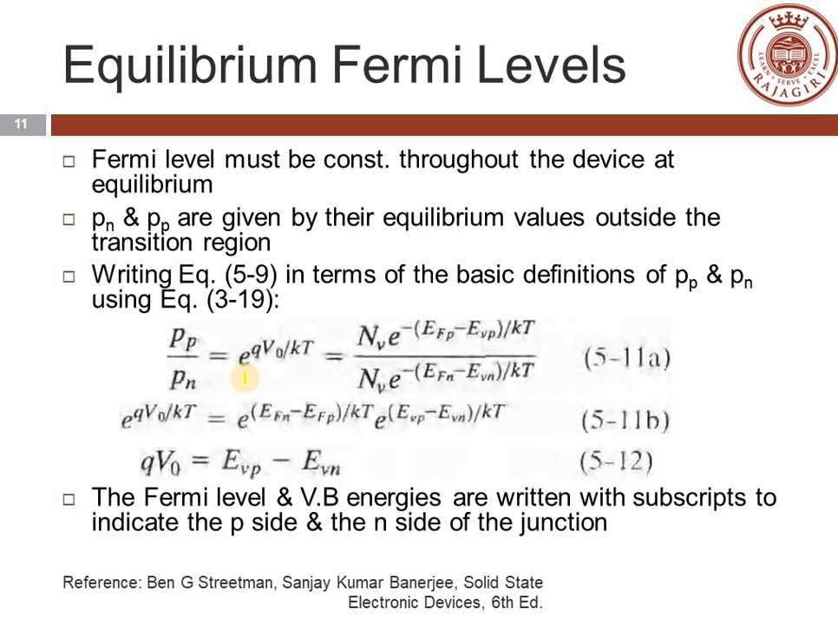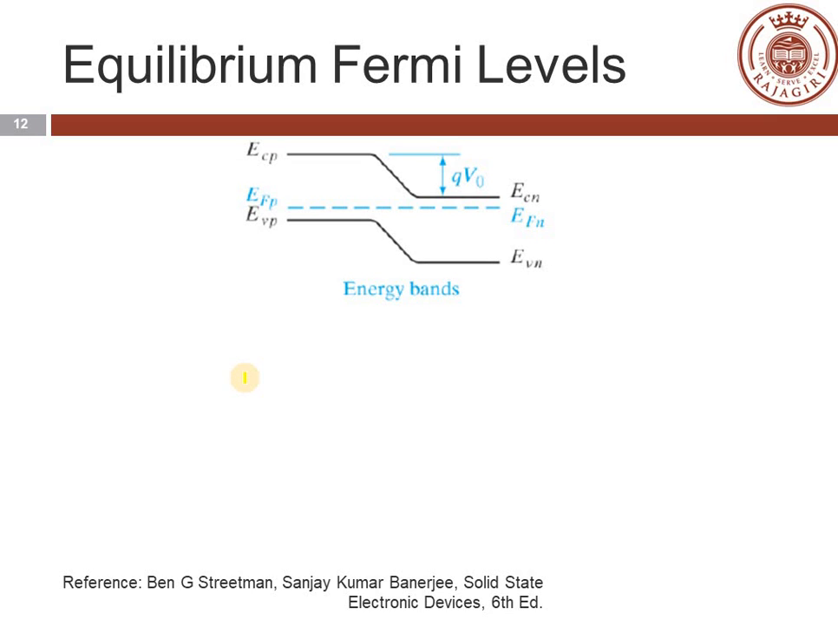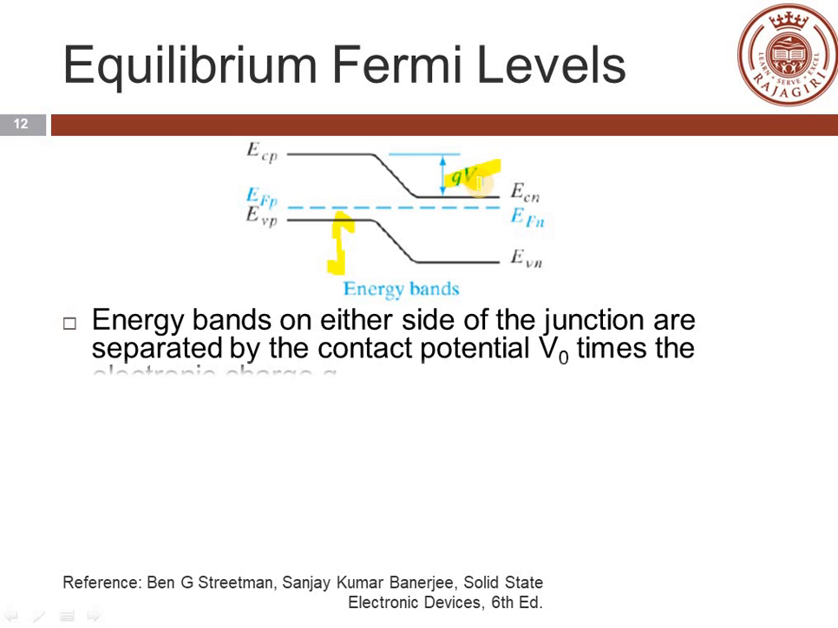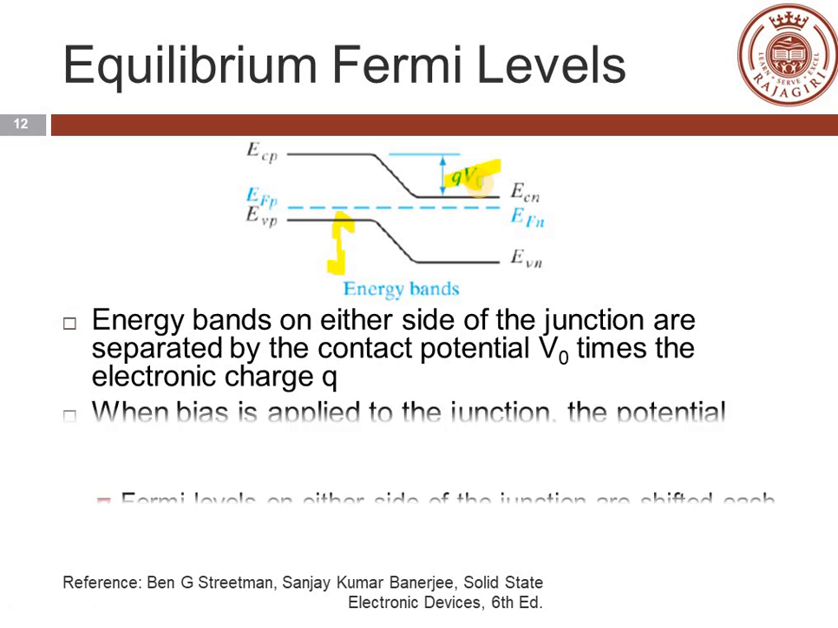We should see this diagrammatically. The P side valence band and N side valence band are shifted by qV0. Similarly, the P side conduction band and N side conduction band are shifted by qV0. Energy bands on either side of the junction are separated by a contact potential V0 times the electronic charge q.